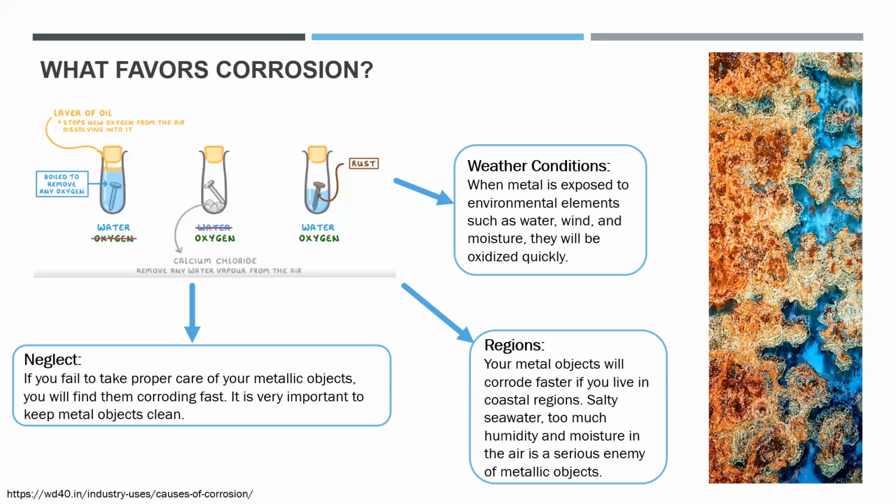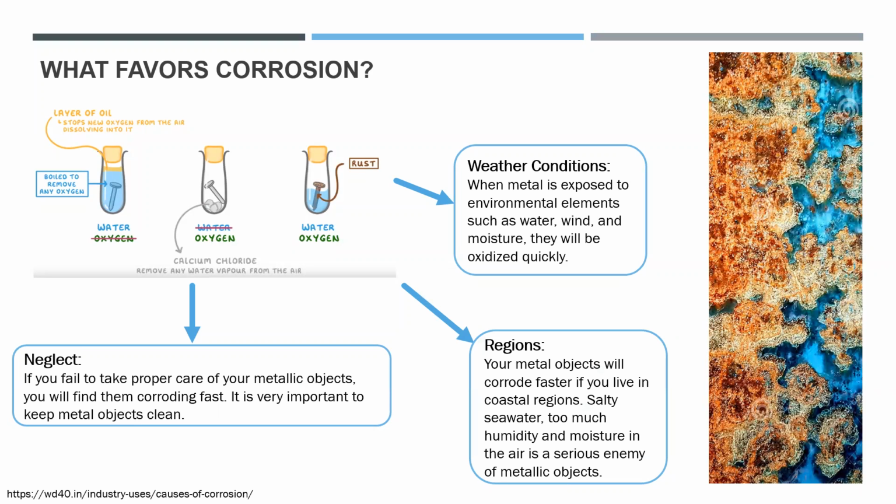In the second group, we put the nail inside a tube with calcium chloride to remove the water vapor from the air. In the third group, we put half of the nail inside water and half in contact with the air. In the end, we found that in the third group the nail got rusted. So we know the nail reacts with both water and oxygen.